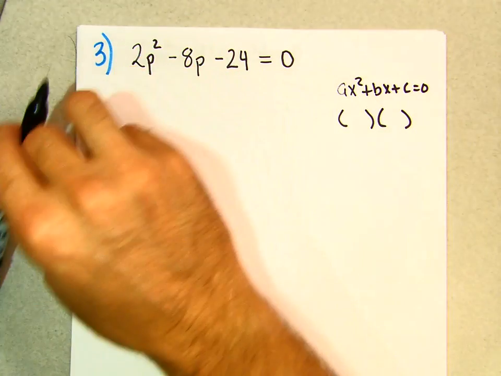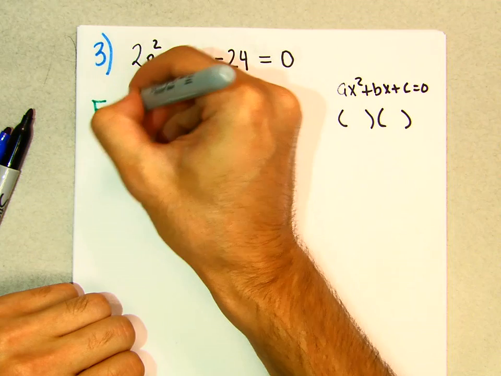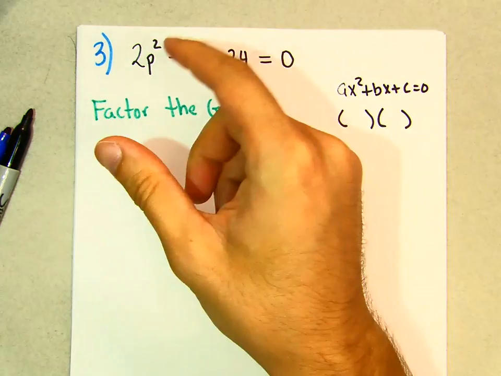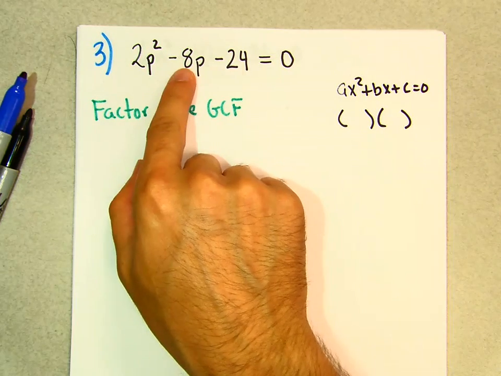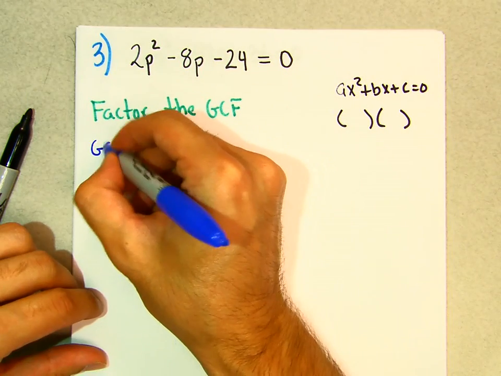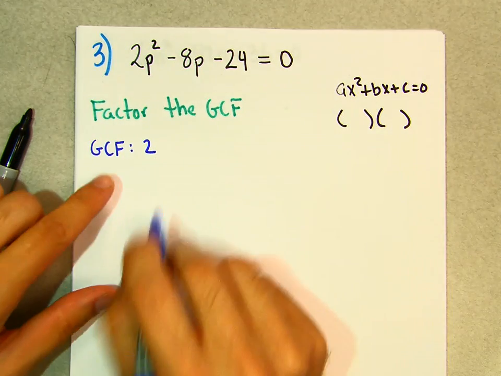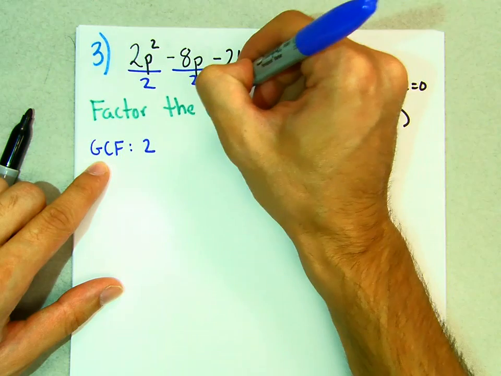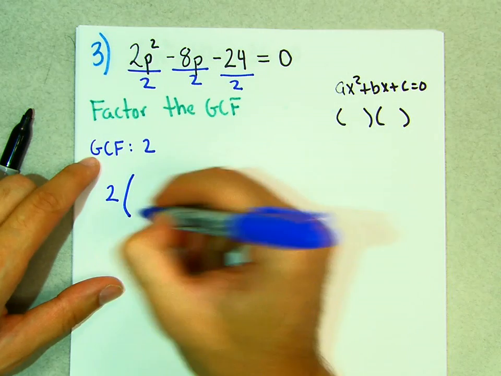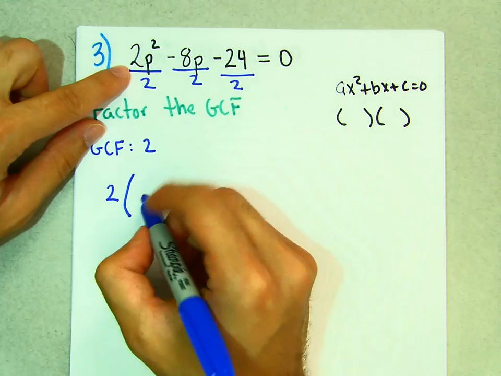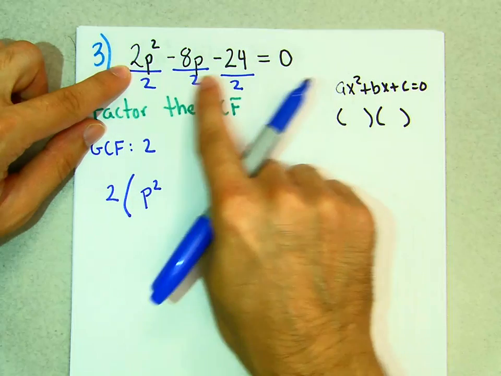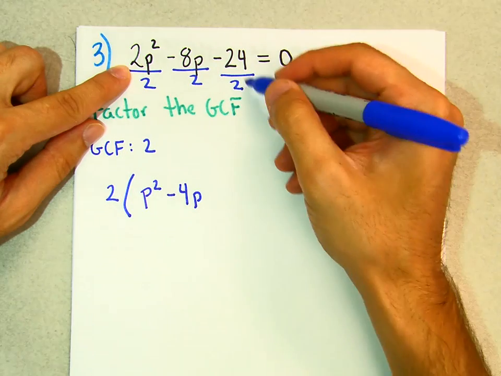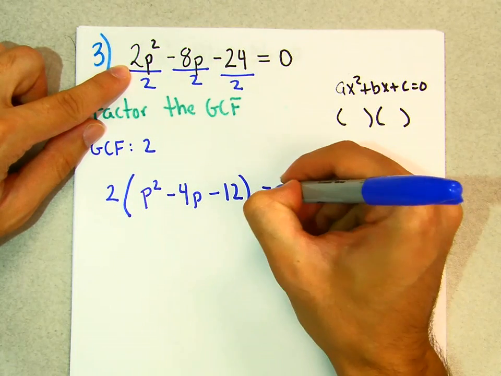But what's a good technique that you can do to maybe get this by itself? Here you can factor the GCF. Let's see what happens. What is the GCF of 2, 8, and 24? The GCF is 2. So what do you do with this 2? You divide this by 2, you divide this by 2, and you divide this by 2. Pause the video and do it by yourself. Then this is 2 times p squared minus 4p minus 12, equals 0.